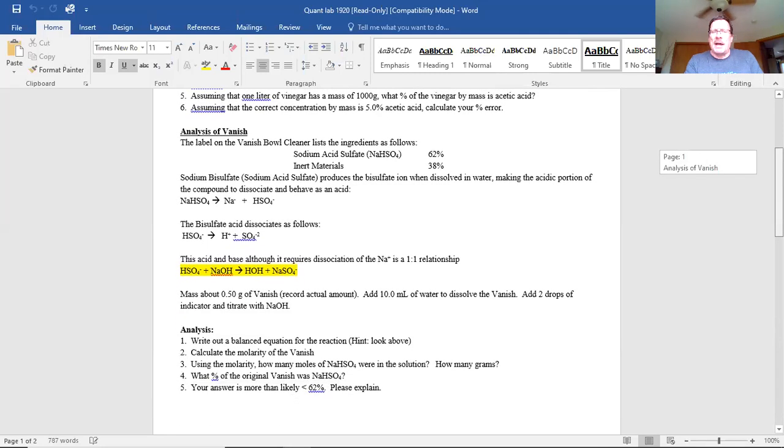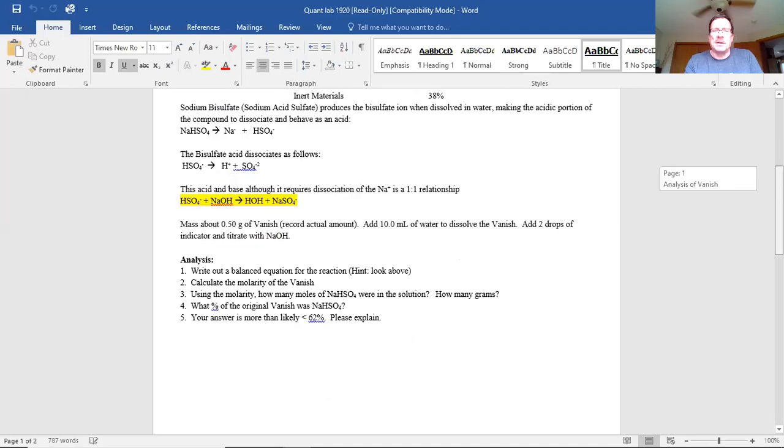Then we did the blue varnish. And again, now you would have all that math, all that stuff, and then you would say analysis of varnish. You would have the varnish data table, the grams of it, the volume of water we dissolved it in, the volume of the base used, etc., the sodium hydroxide used.